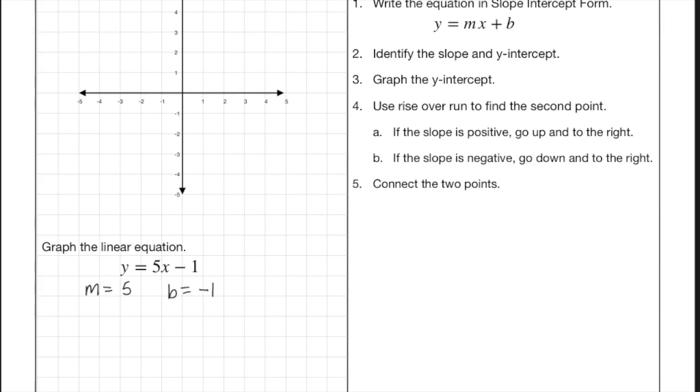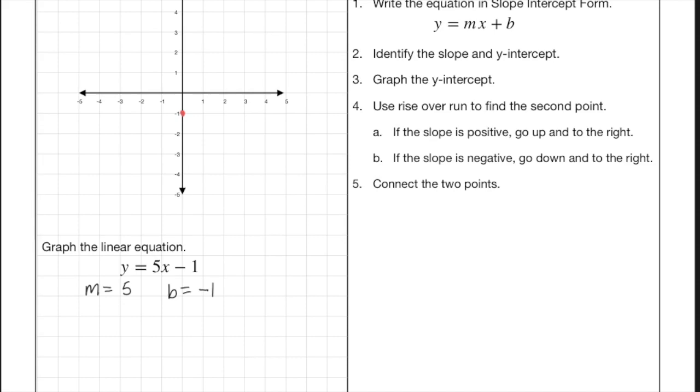The next step says graph the y-intercept. We said that the y-intercept is wherever it crosses the y-axis. Our number is -1. So I'm going to go to -1 right here, and that's where we're going to put our first point. So the first point is going to be at (0, -1).